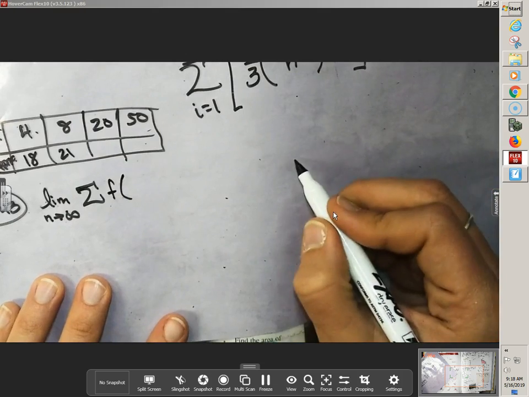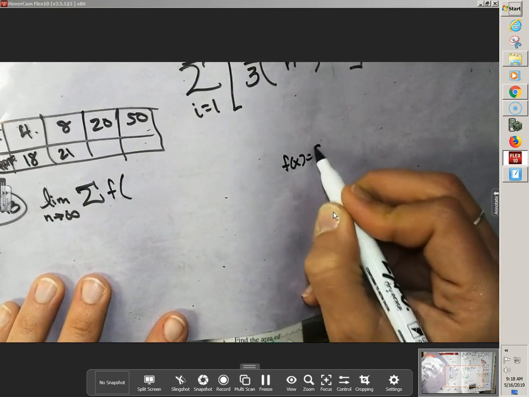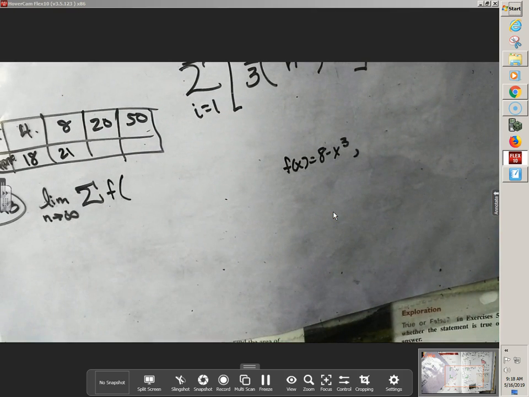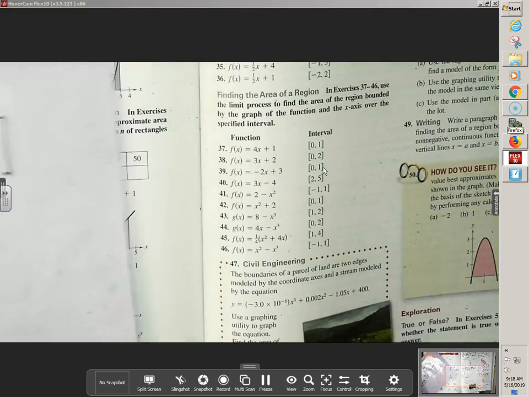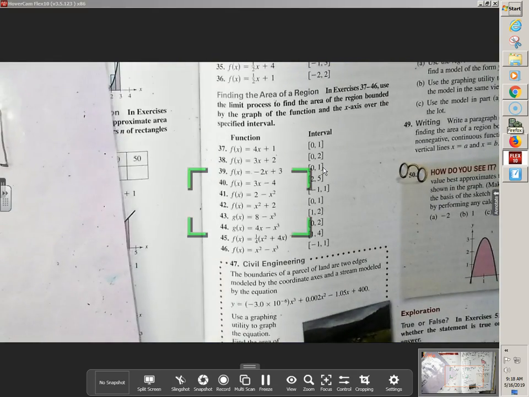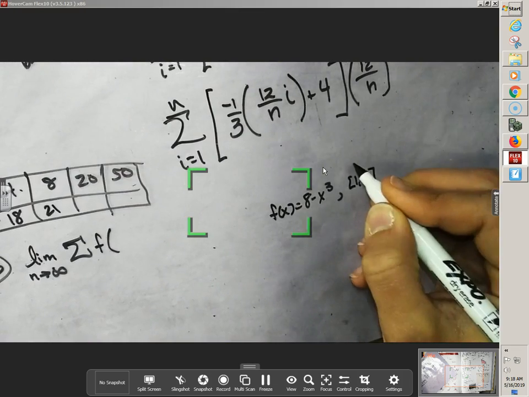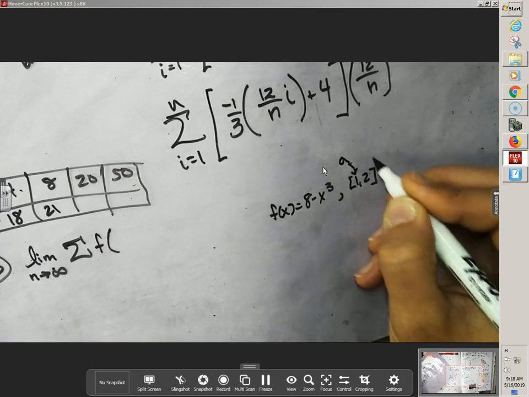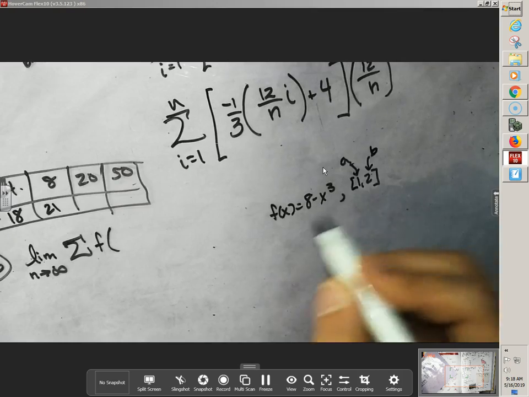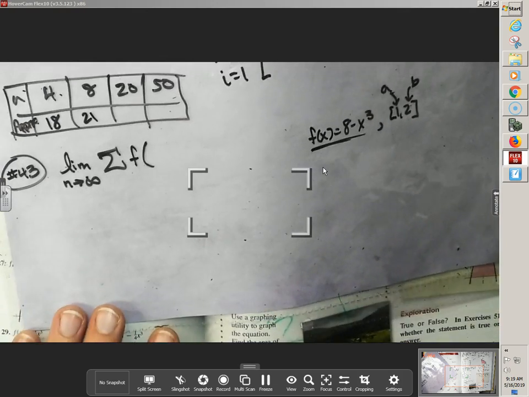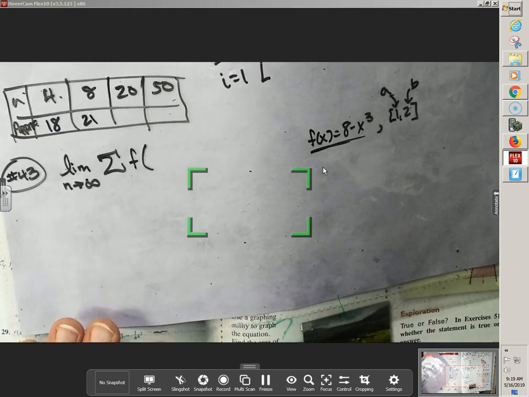now I'm going to put off to the side, so I have my f of x is 8 minus x cubed. Here's the cubed one I was talking about that Adam and Kathleen were doing on the board yesterday. 8 minus x cubed, and what's my boundaries? 1 to 2? Okay. So my a is 1, my b is 2, and my f of x is 8 minus x cubed.